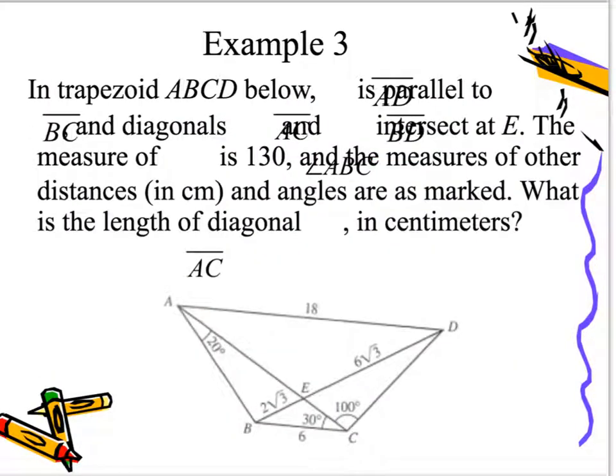Oh boy. So this one right here, we got some importing issues with the floating segments and angles. But we'll do our best to work with it here. So we got AD is parallel to BC over here. And AC, which is a diagonal, and BD intersect at E. The measure of angle ABC is 130, and the measure of the other distances in centimeters and angles are marked. What is the length of the diagonal?